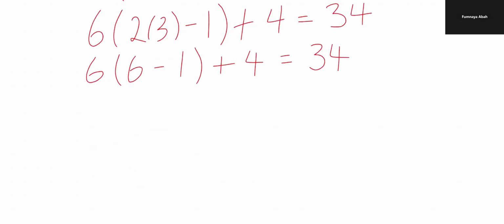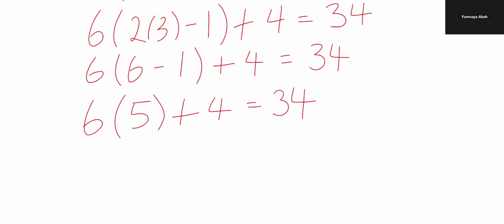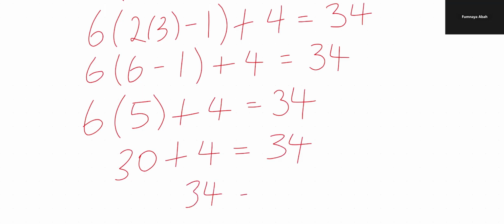Okay, and 6. And then we have 6 minus 1, and that's equals to 5. So we can have 5 in parentheses here. And then plus 4 is equals to 34. So 6 in parentheses 5, so 6 times 5, that is equals to 30, plus 4 is equals to 34. And 30 plus 4 is equals to 34, and 34 is equals to 34. So this is correct.